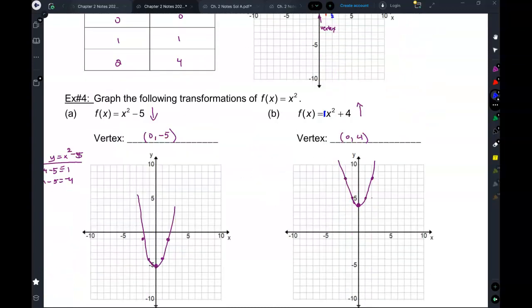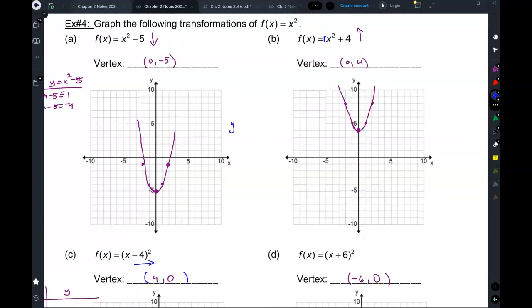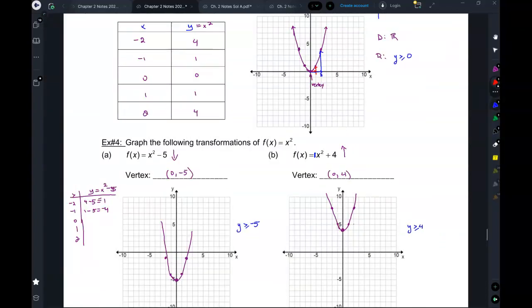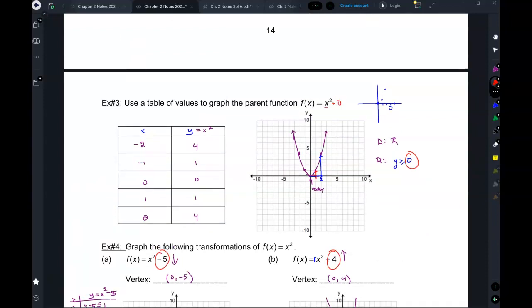Okay. So here, what is the range? y is... okay, what about here? y is... You gotta raise your hand, please. Okay. So greater than or equal to 4. Now, take a look at this number and this number and this number. How does it relate to the equations? It's the k, right? So -5, -5. 4, +4. 0, 0.